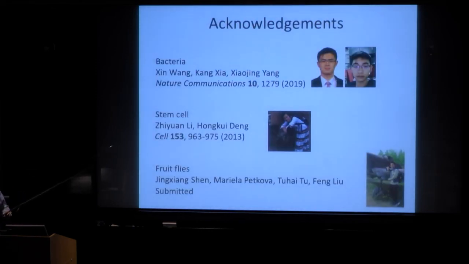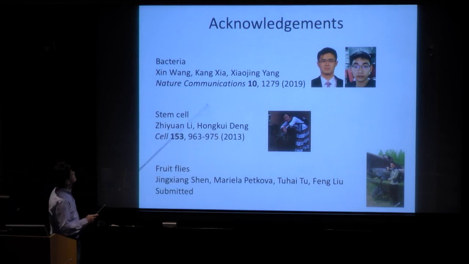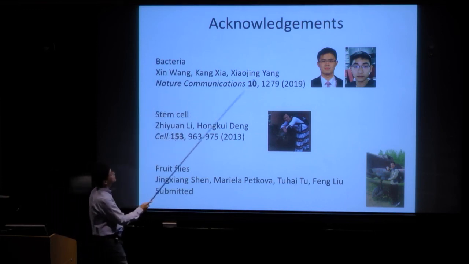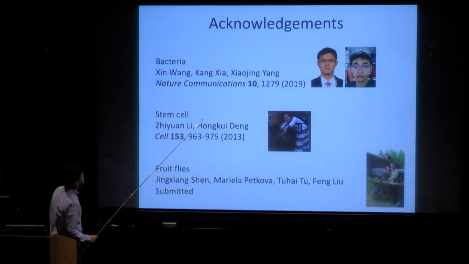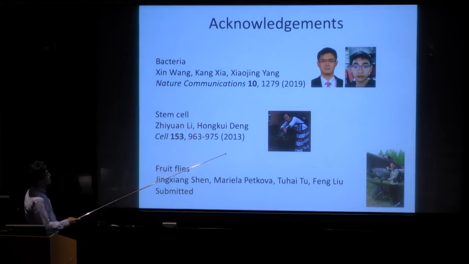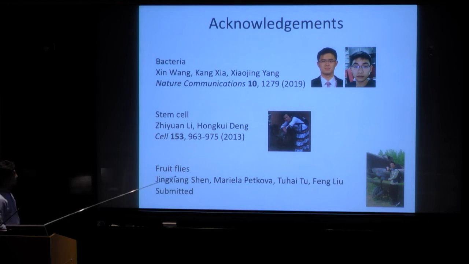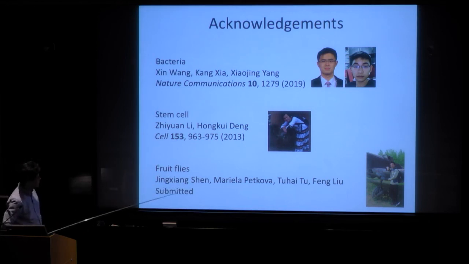Okay, I used up my time. So let me summarize. The story of bacteria is done by 2 of my students. Xin Wang did all the theory, and Xia Kang did all the experiments. It's published recently. And the stem cell story is in collaboration with my colleague Honghui Deng, and the theory part is done by my student Ziyuan Li. She's now a faculty member at Peking University. And then this DNA model is done by Jinxiang Shen, also my student, and we just submitted the work. Okay, thank you.